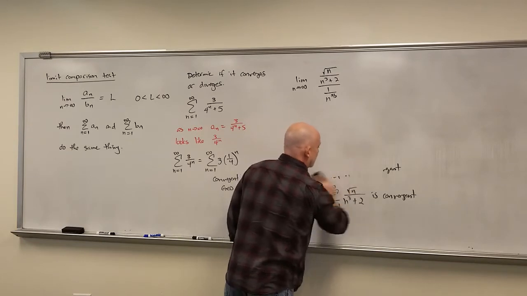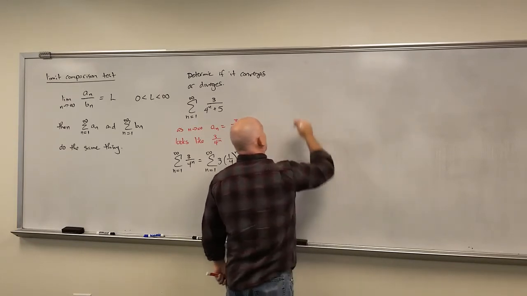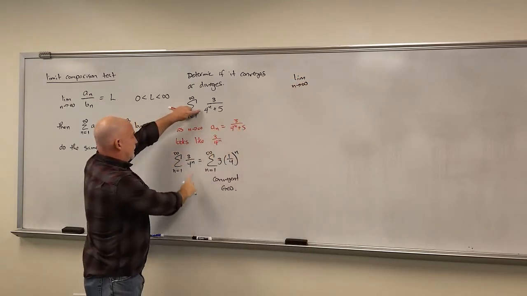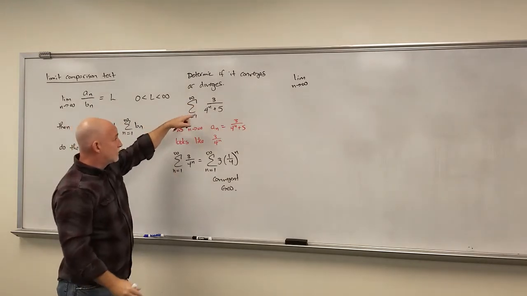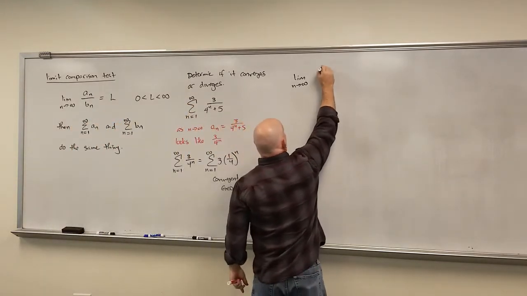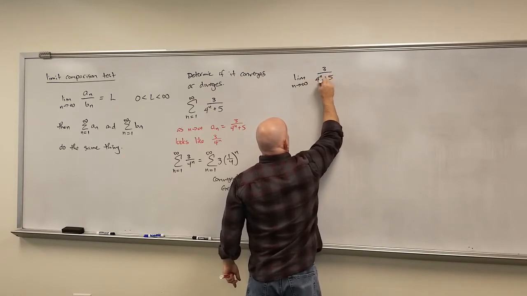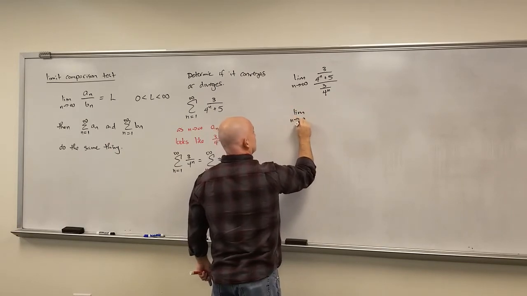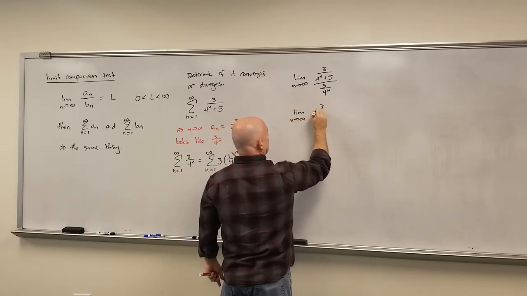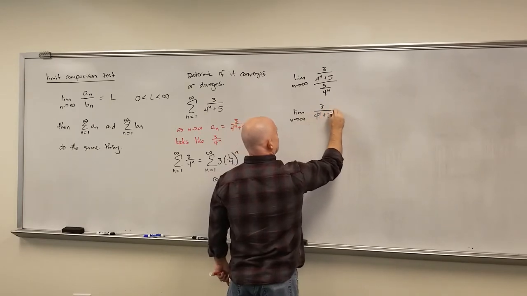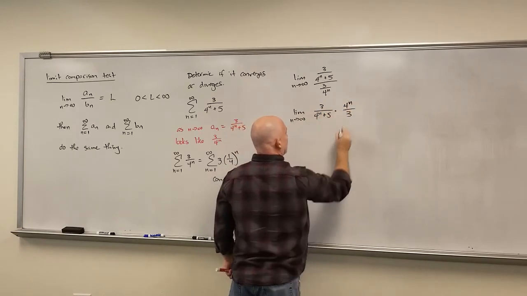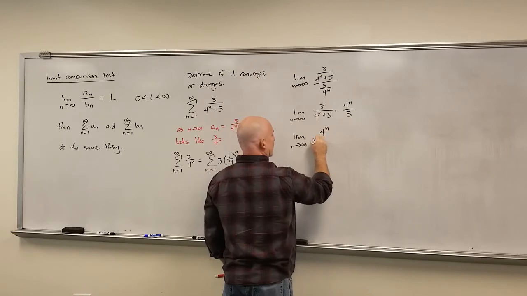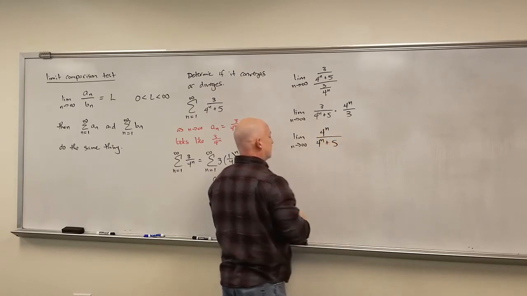So let's get this work out of here. All right, what is the limit as n goes to infinity? Again, one of these is going to be our a sub n, one's b sub n. Doesn't matter which one's which. Like I said, I normally put the more complicated one on the top. So 3 over 4 to the n plus 5, all divided by 3 over 4 to the n. So the limit as n goes to infinity, this is 3 over 4 to the n plus 5 times 4 to the n over 3. Our 3's here can reduce, so we get 4 to the n over 4 to the n plus 5.